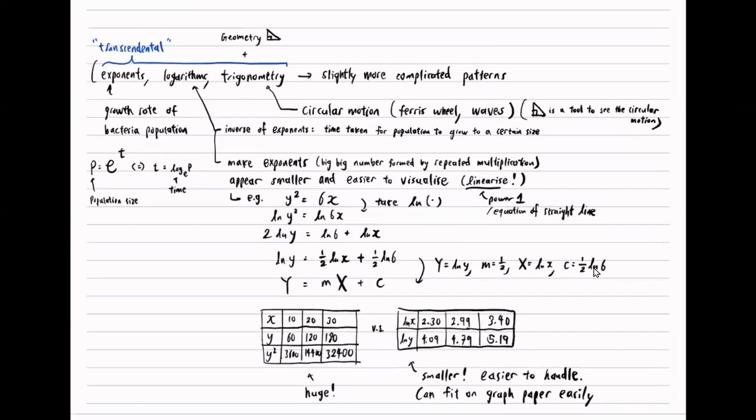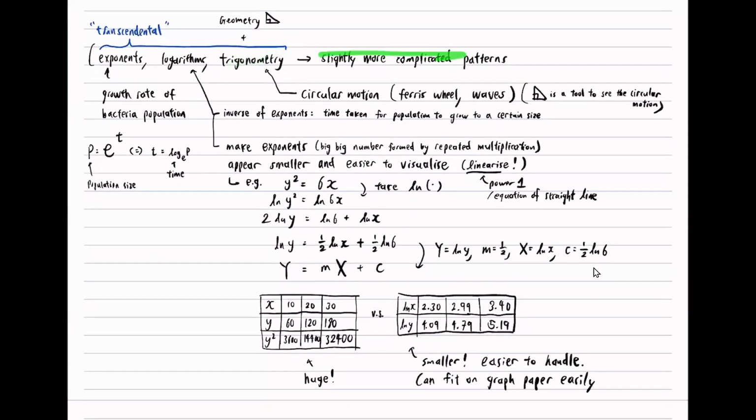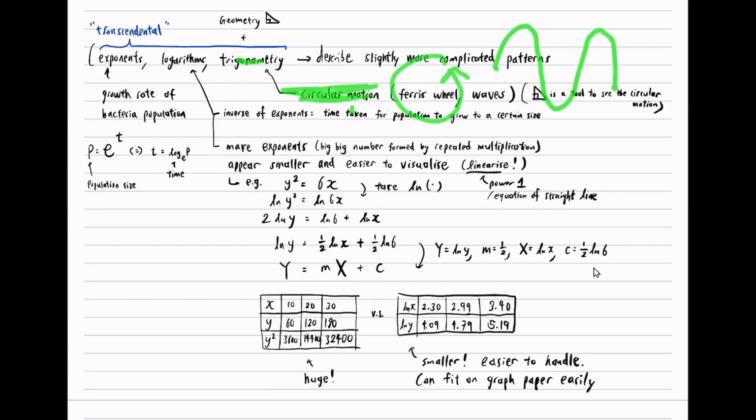Trigonometry is just okay. These three are just to describe slightly more complicated patterns, and I wrote down for you what they do. Trigonometry describes circular motion, like a Ferris wheel moving or literal sea waves moving up and down, right? And the right-angled triangle is just a tool to help you see the circular motion. If you have seen the video link I sent you, have you watched this? The German video.